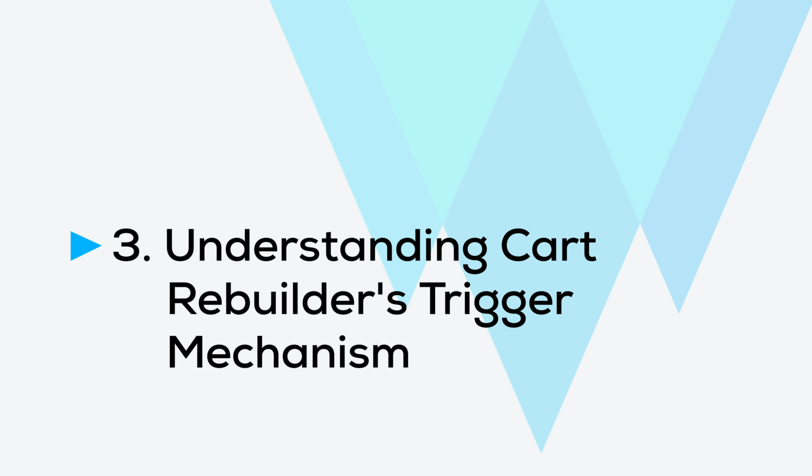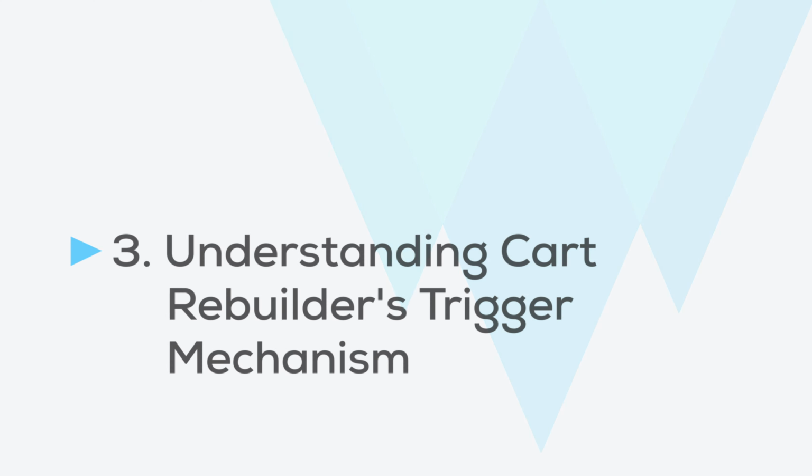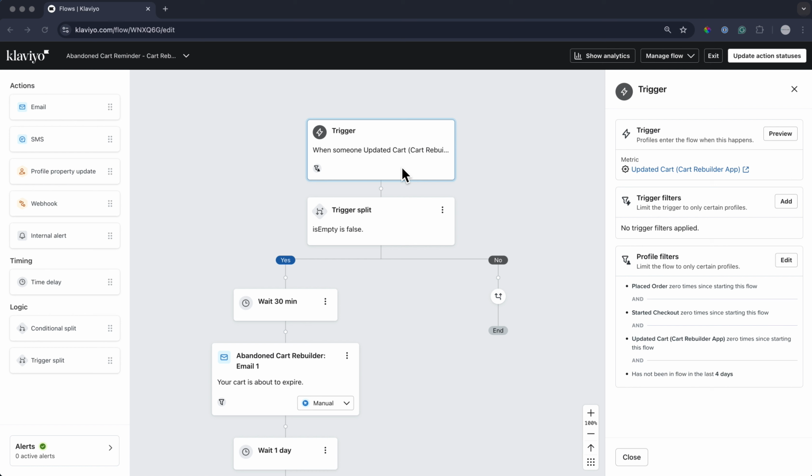Part 3. Understanding Cart Rebuilder's trigger mechanism. Let's go over how to set up the Cart Rebuilder app's triggers and filters. The Cart Rebuilder app updates cart data every time a page loads. This action is known as a trigger and means it refreshes the cart data whenever a customer loads a new page, keeping your emails up to date with the latest cart content. The trigger is automatically in place on installation. With this trigger, you can implement a number of filters.